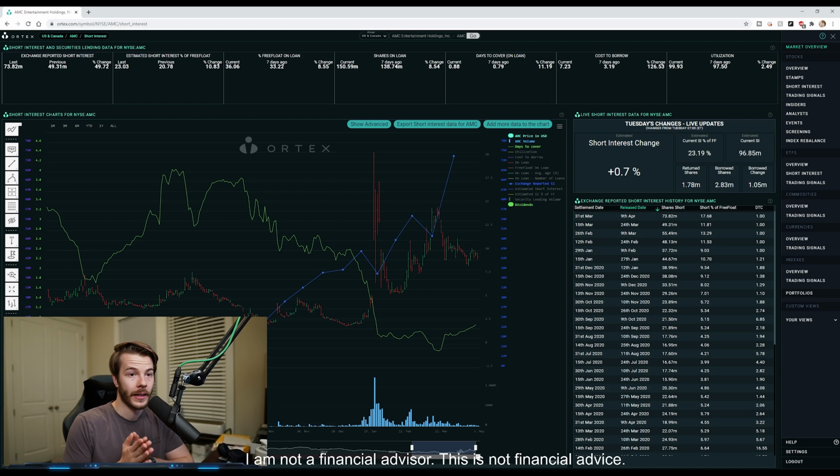Now, the huge thing that I want to talk about with short interest is anything above 20% is considered a heavily shorted stock within Wall Street. That is a huge factor. Now, the current short interest right now is at 96.85 million. And on March 31st, it was reported at 73.82 million. So that's a huge difference.